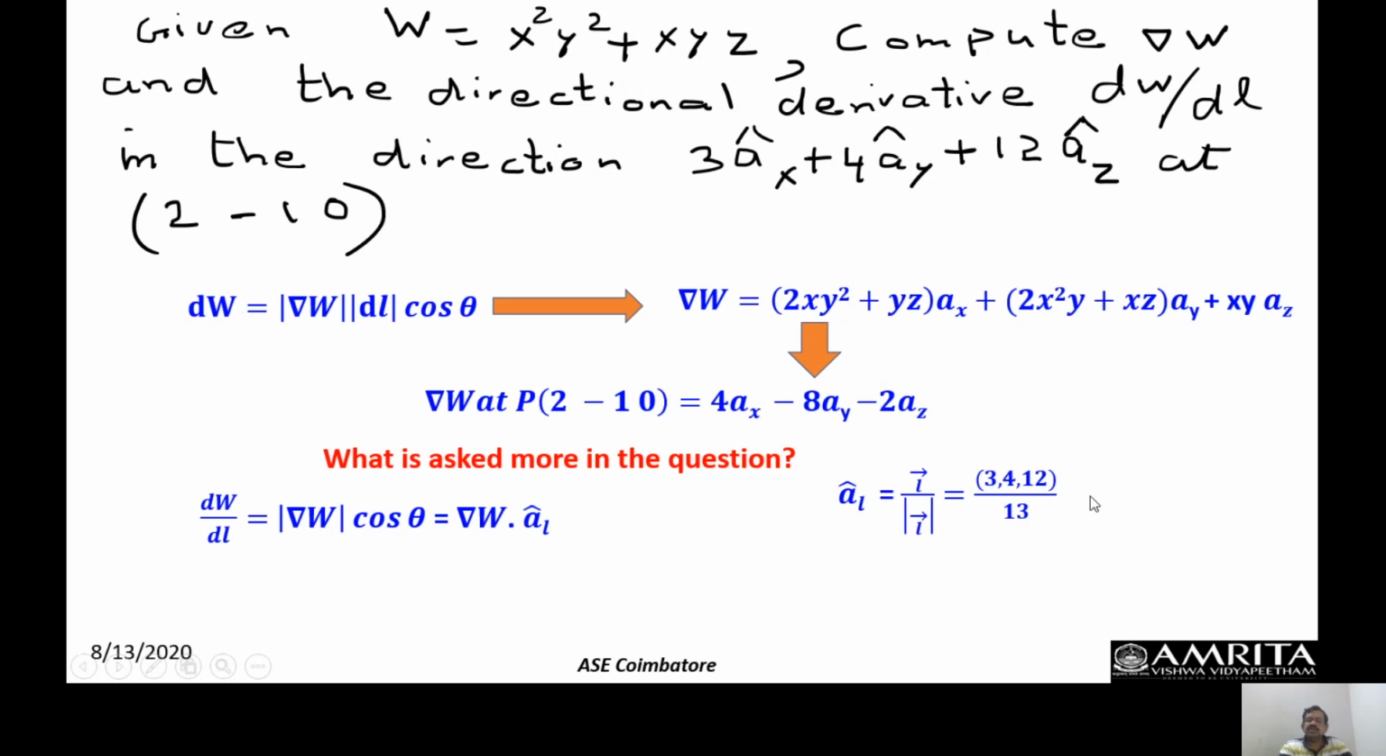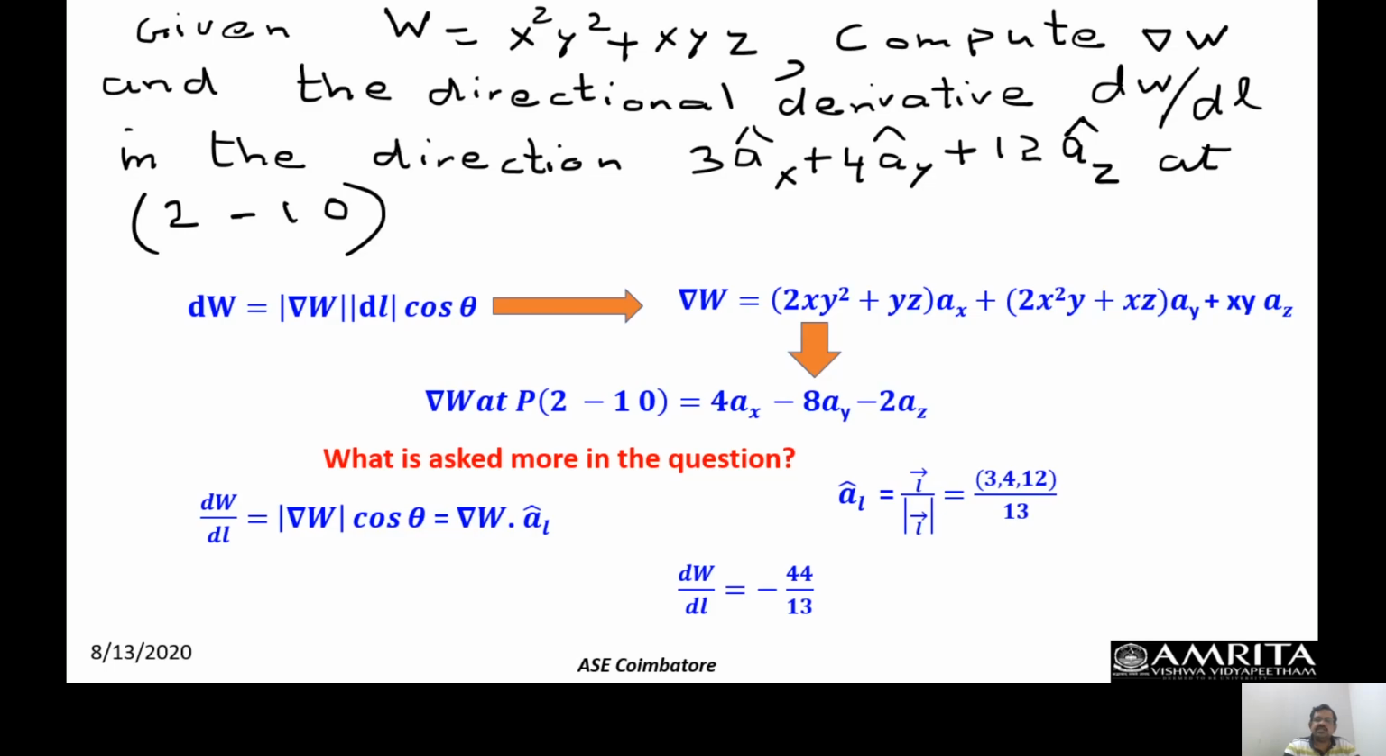So I put 13, and then I will get dw by dl equal to minus 44 by 13, because we used the concept of scalar product, which means the directional derivative dw by dl has to be a number only, not a vector. Okay, thank you so much for this class, and we'll see you in the next class.